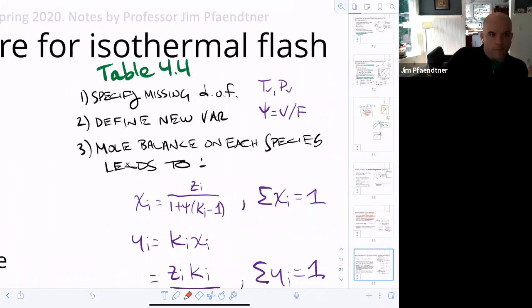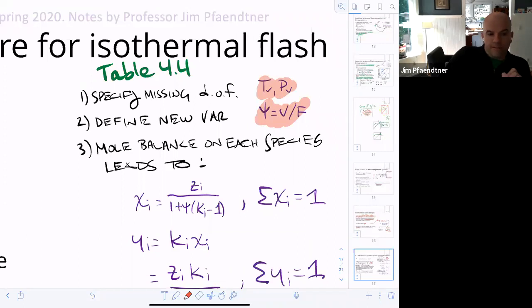So here's just a process, an SOP, for doing what's called the Rachford-Rice procedure, who designed this process for algebraic analysis. We're now in multi-component, so we can have as many components as we want, provided we have all the data, so beyond binary. Again, temperature and pressure are specified. And we're going to define this new variable psi, which is the ratio of V to F.